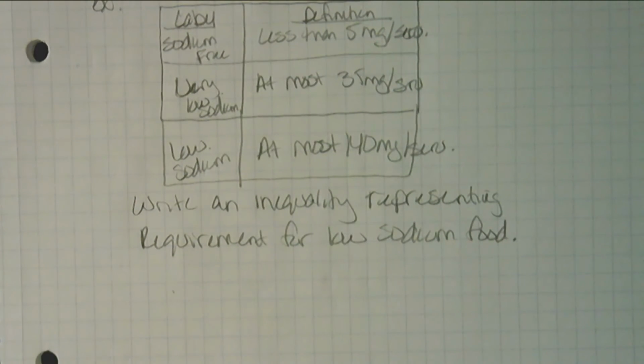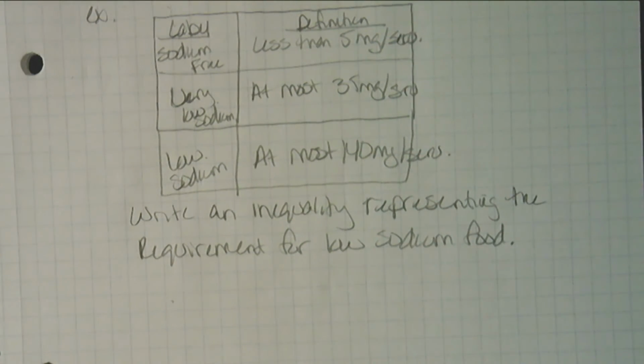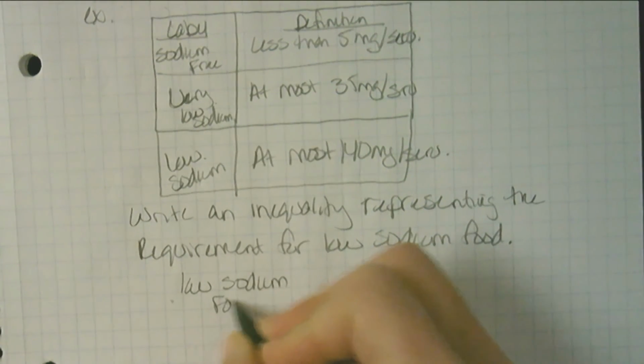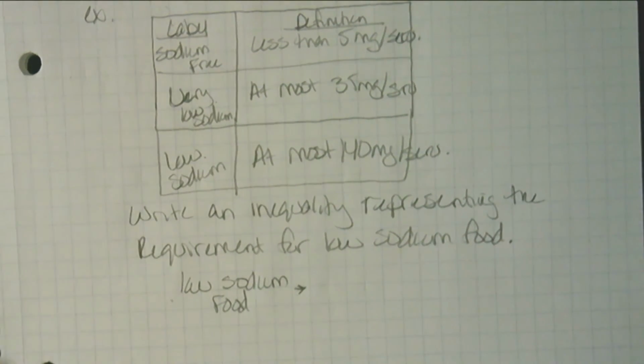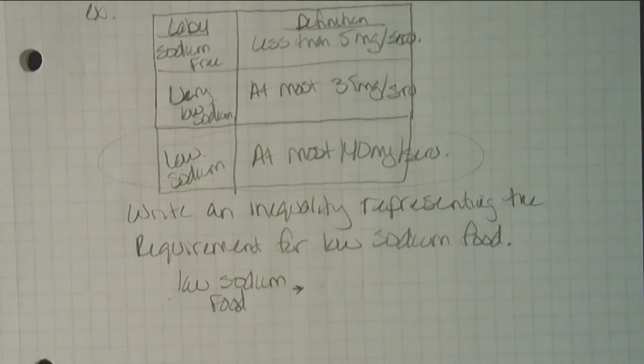So here's the table. This is what you need to be doing. Write an inequality representing the requirement for low sodium food. So choose a variable, write an inequality with the information. All right, so someone help me out. Low sodium food. Someone write this inequality for me. So clearly I'm using that bottom tier of information. Pick a variable, write the inequality.